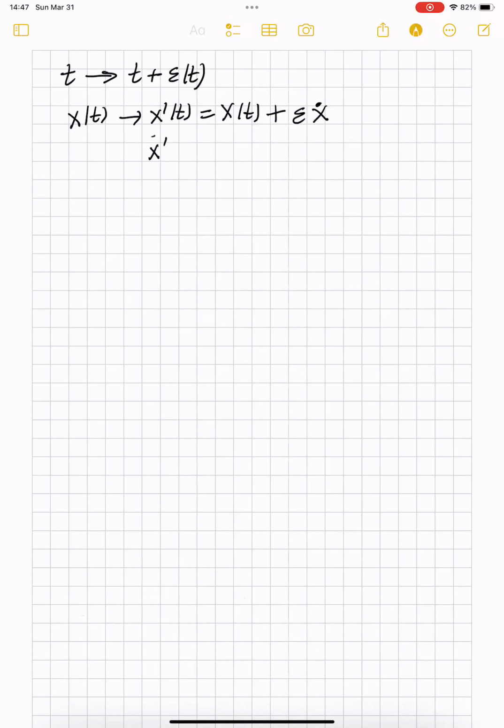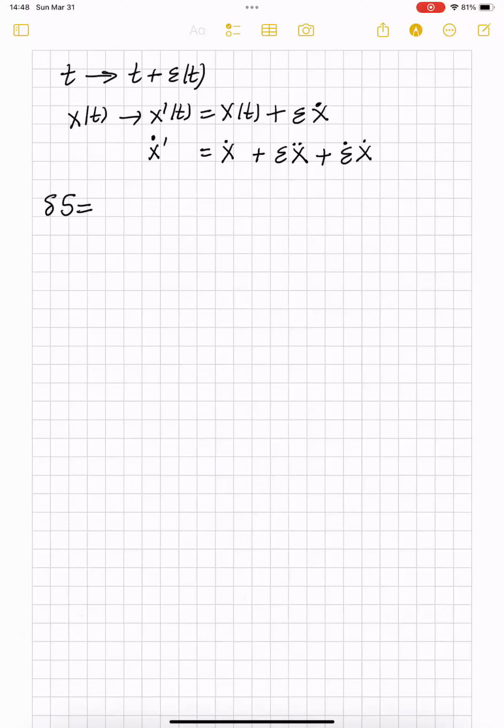So x primed dot will be equal to x dot. And now when I differentiate the second term, I'll get epsilon x dot dot. That's what we would have had before. But I'll also have an epsilon dot x dot term. This is new, and it appears precisely because the parameter of my symmetry transformation is now being allowed to depend on time. So let's work out what the action looks like.